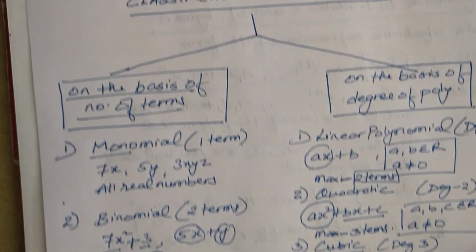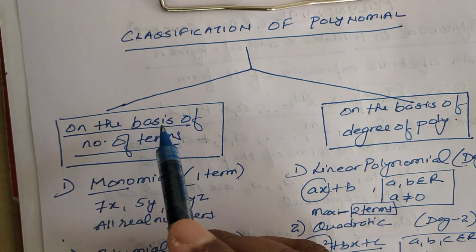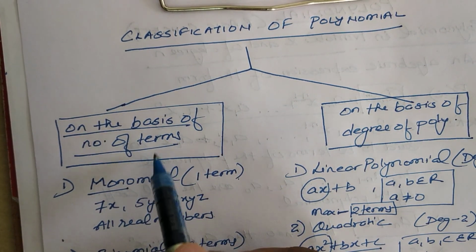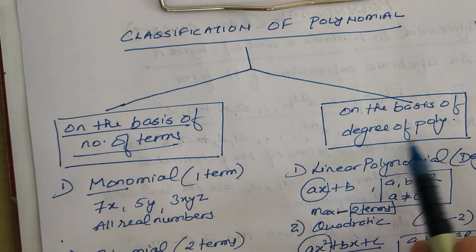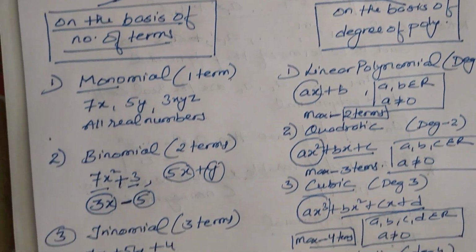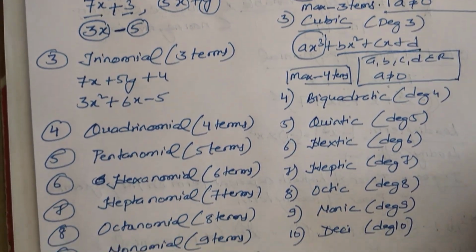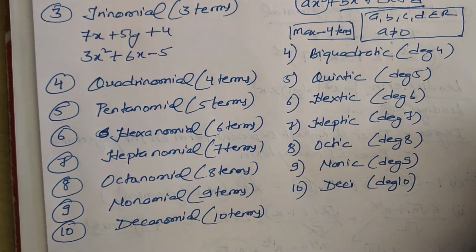So this is about the classification of polynomials, which is that the polynomials are categorized in 2 ways: on the basis of the number of terms and on the basis of degree of polynomials. So you must be aware of these, and you must be aware of the naming at least up to 10 terms or up to degree 10. That's all from my side.